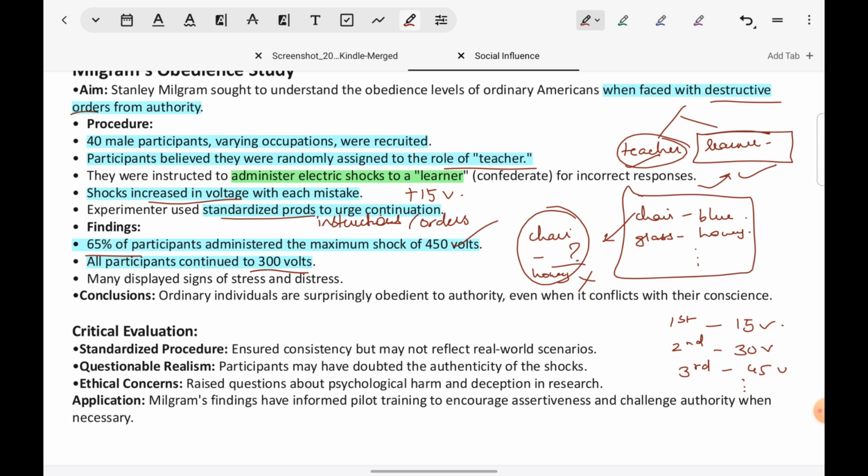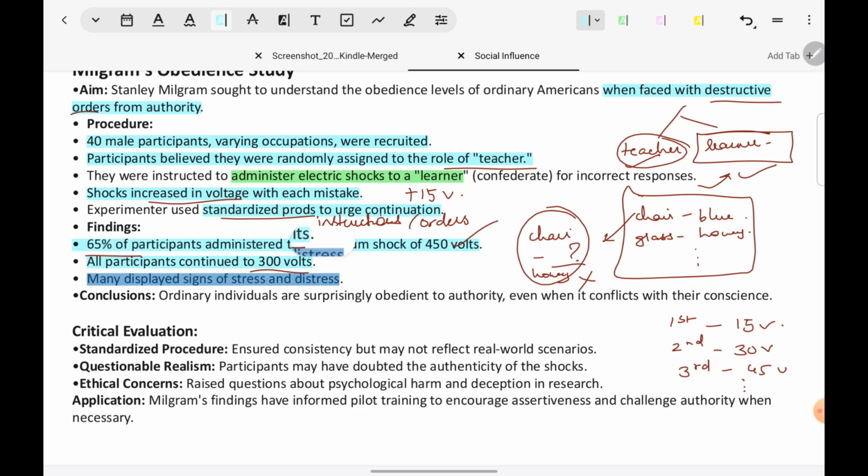So there was no way that the learner could communicate to the teacher that they were in pain. So the way they had devised was that the learner would pretend to slam against the wall, because he was tied on the chair and could not escape. So he would start hammering or pounding on the wall to pretend as if he's in a lot of pain. This he started doing during the 300 volt shock. And so there were a few participants who quit at this time because they felt the shocks had become way too painful for the learner. But despite learning about the pounding, 65% of the participants continued till the potentially fatal shock level of 450 volts.